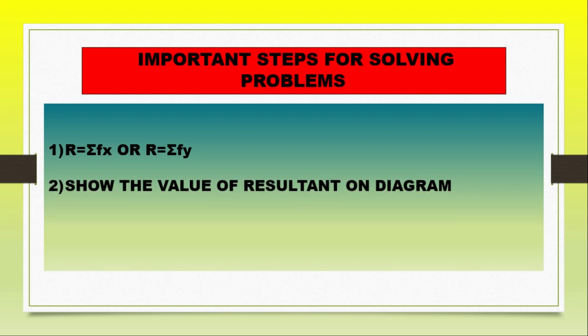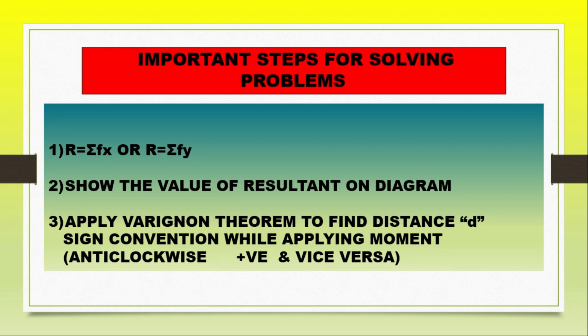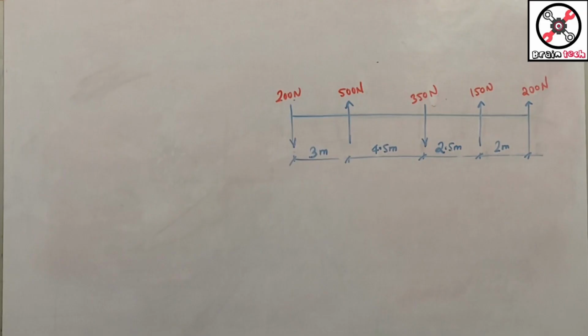Second, show the value of resultant on the diagram. Third step, apply Varignon's theorem to find the distance d, and we'll be using the sign convention for the moment as anti-clockwise as positive and vice versa. So let's start. Let's take one example. It says determine the resultant of the parallel system of forces.